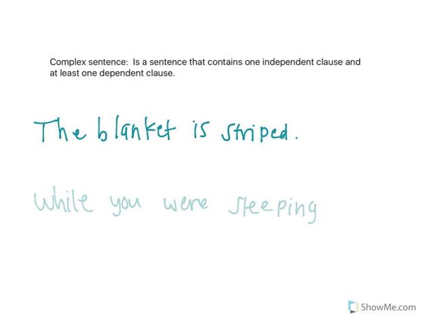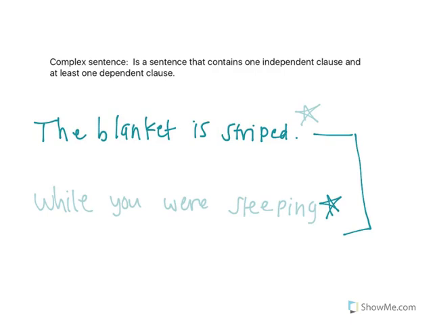This clause does not make sense on its own. It cannot stand alone as a simple sentence. You couldn't just say, while you were sleeping, period, or else your friends would be like, what? What happened? So this is a dependent clause. So basically, a complex sentence is when you have at least one independent clause, like this, and at least one dependent clause in the sentence together. While in the past, a simple sentence is just one independent clause, and a compound sentence is two independent clauses. Now we're joining it together with an independent clause and a dependent clause.